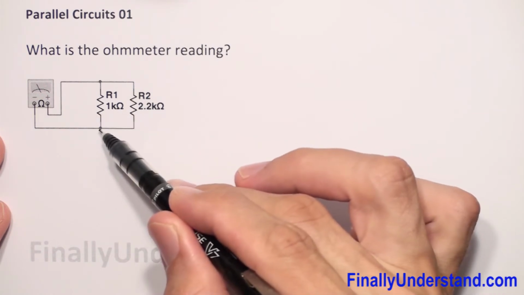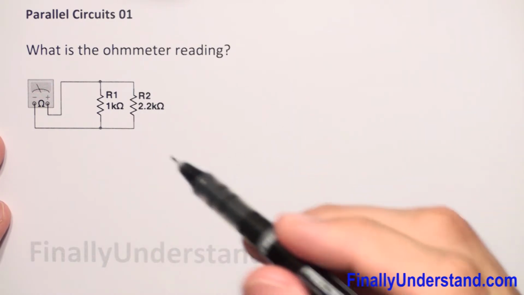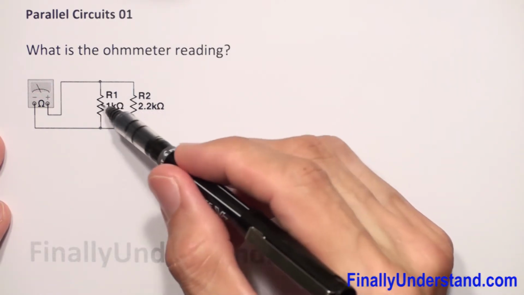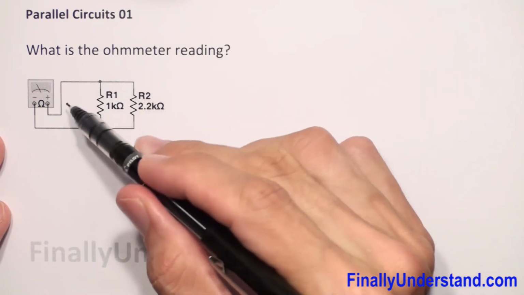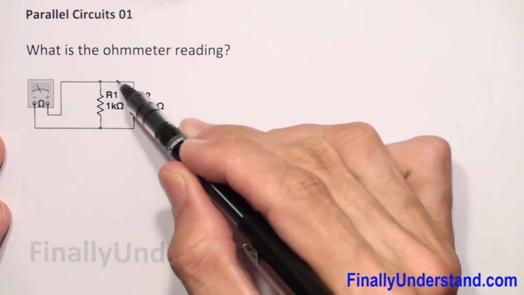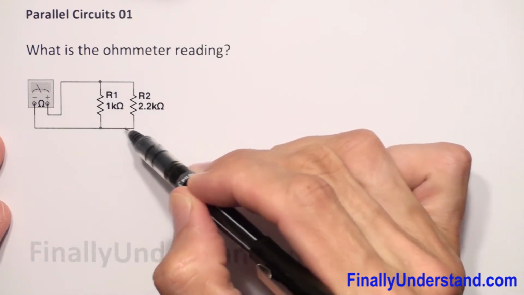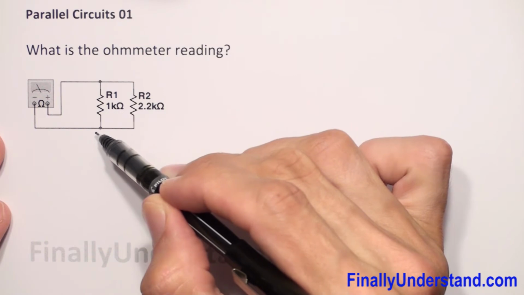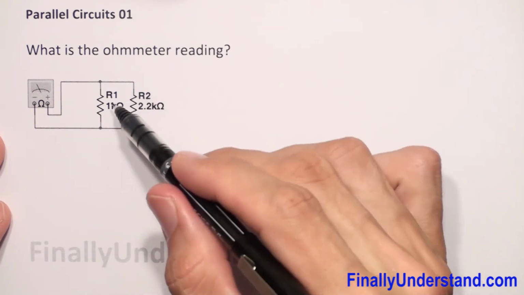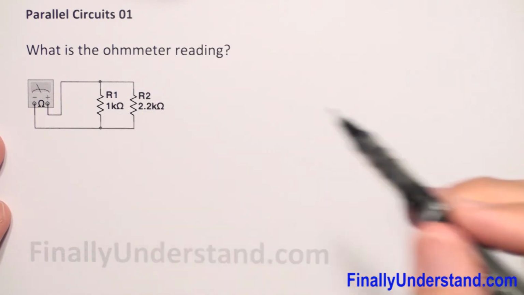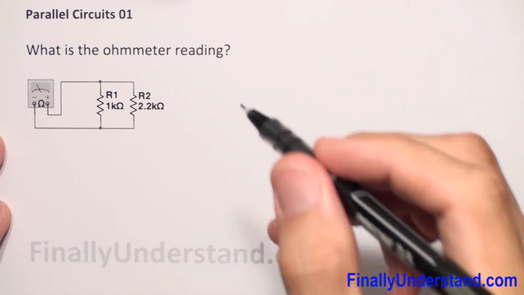These two currents are going to meet again, and they're going to create I total again. So these two resistors are in parallel because total current splits into two different currents, and these two currents are going to create total current again. So it means that these two resistors are in parallel.